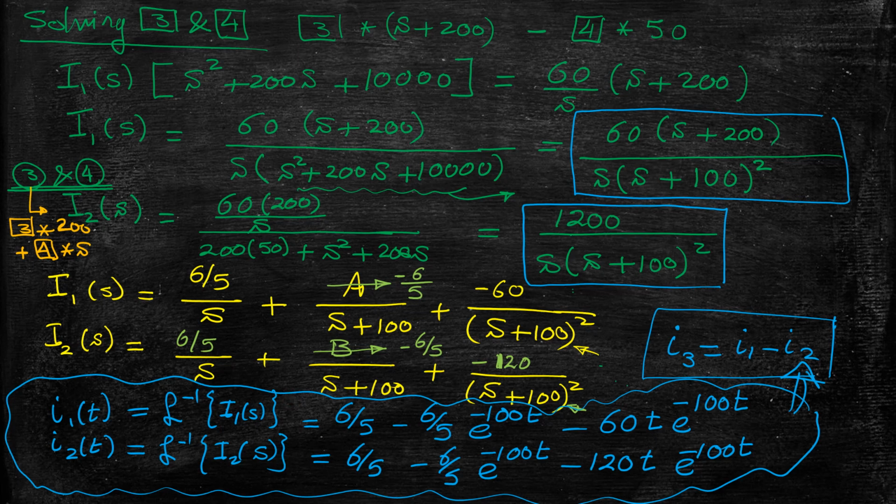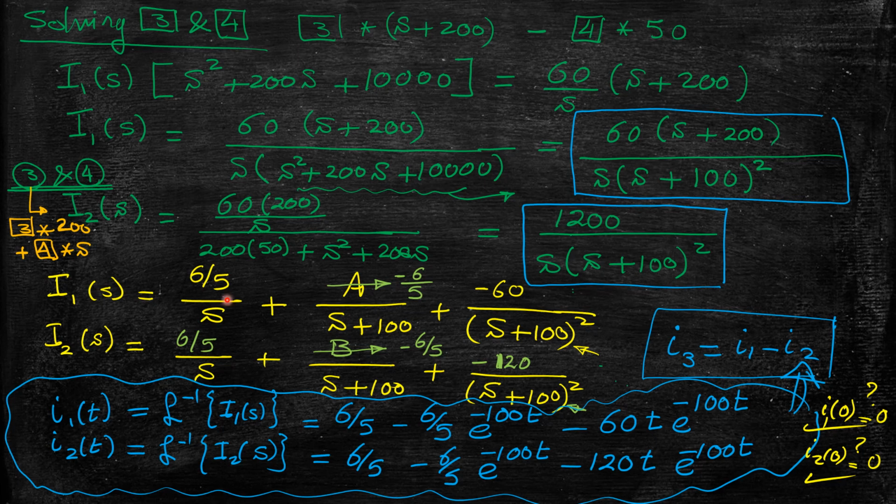For sure, the initial condition is one of the good questions. If we are trying to get the initial conditions I1 of 0 and I2 of 0, we just substitute here. This one will give 0, this one will give 0, so we are with the right answer.